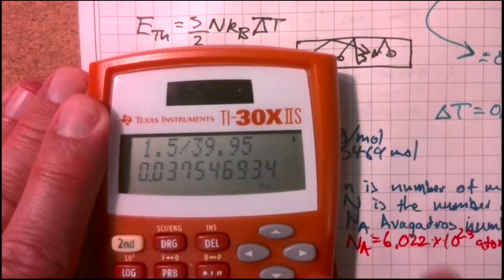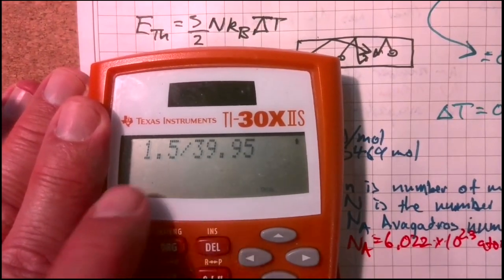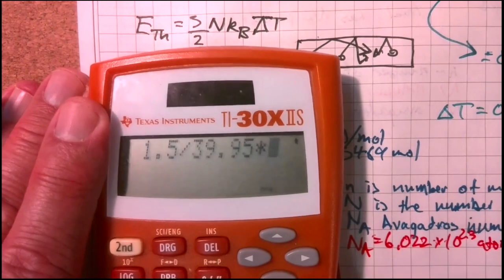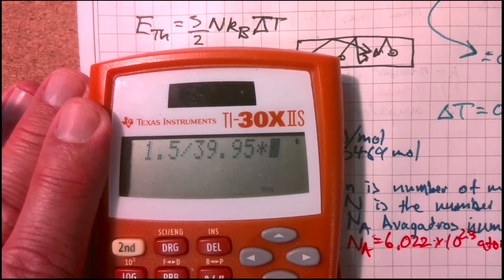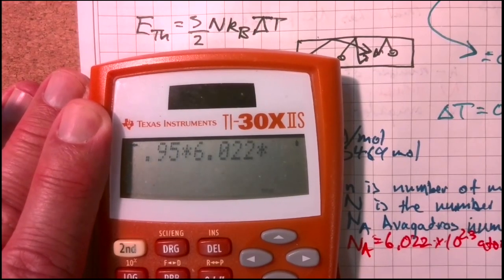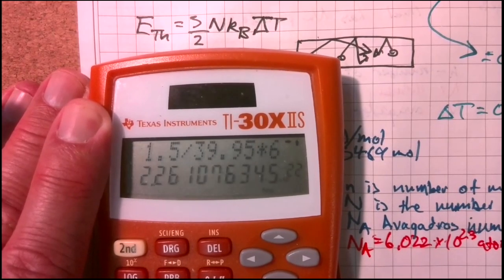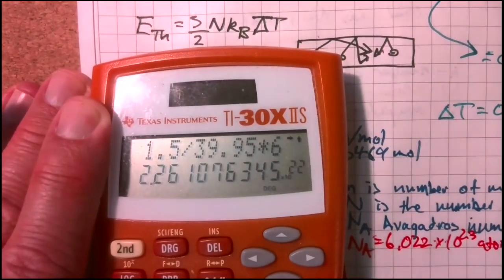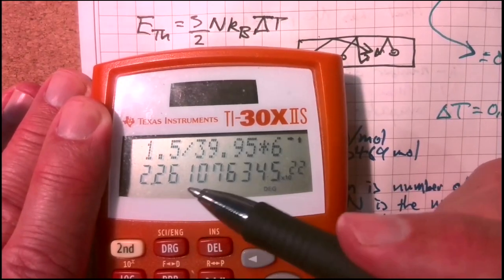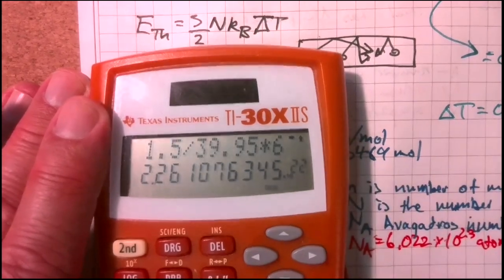I'm going to go up here actually, because I don't like to just multiply by the answers. I want to keep everything in the same line so that I can go back and read it. So I'm going to type in Avogadro's number here, 6.022 times 10 to the power of 23. And what do we get? Aha, this is the number of particles that I have here: 2.261 times 10 to the 22nd. That's how many atoms I have.